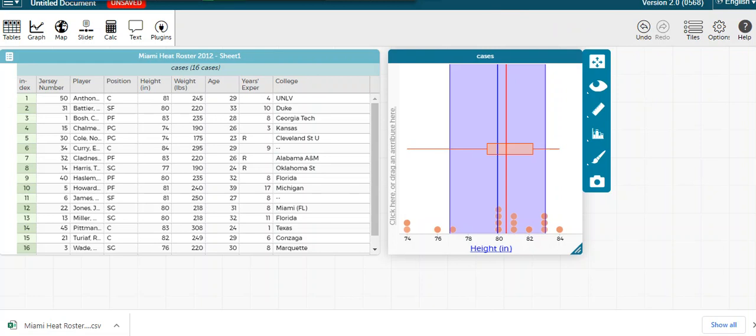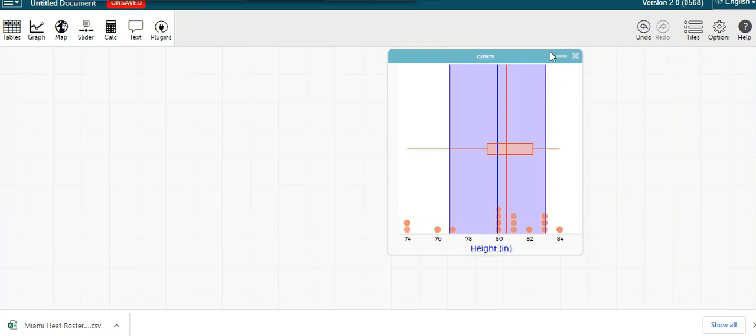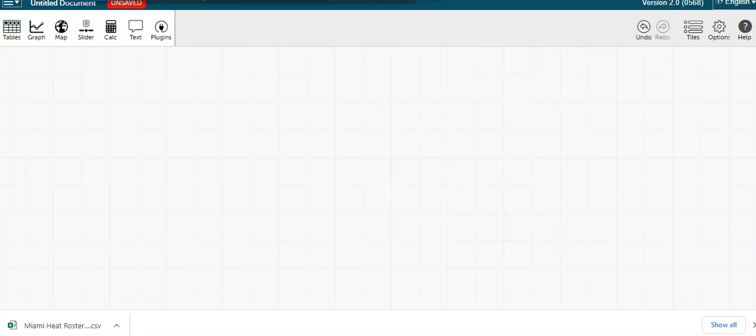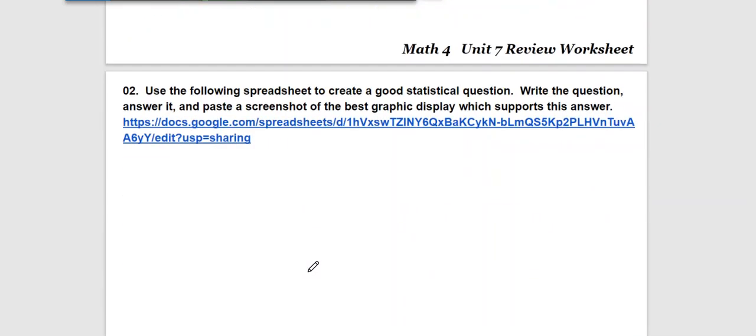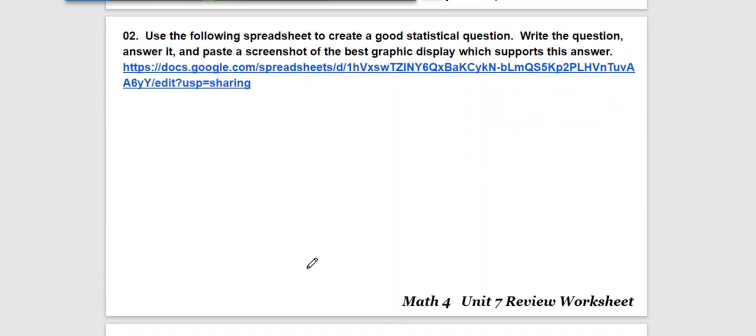All right, let's move on. We've spent more time here than I really wanted to. And we're going to come back to this, I suspect. So we're going to blank that and come back in a minute. All right, next question is to basically do the exact same thing, but with a different spreadsheet.